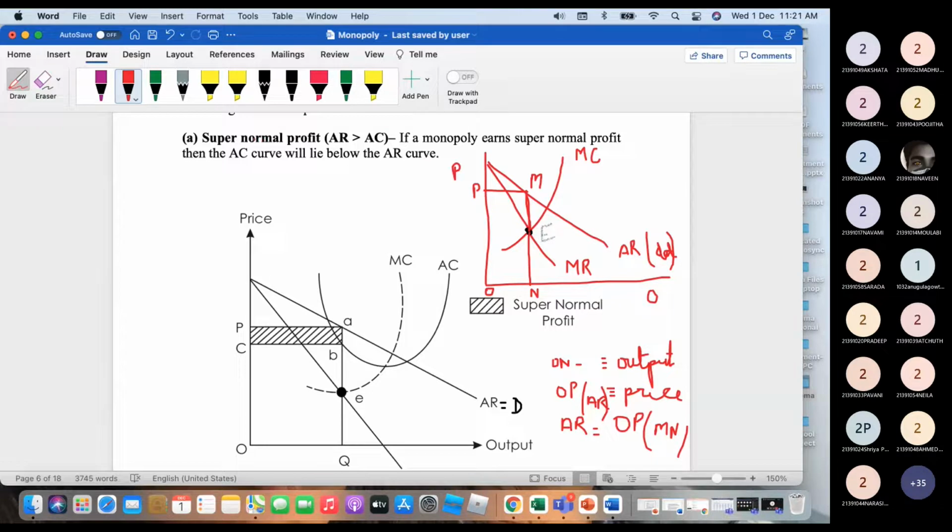Now, we are saying supernormal profit. It means our cost should be less. So it means that our cost should be less than OP. So what we are going to do, students, we are going to draw now the last AC curve, and we will draw the AC curve in such a way that it is lower than AR. So students, just look at how I'm drawing it. This AC curve is a U-shaped curve.